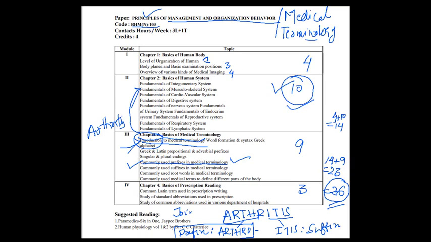So arthro is the prefix for joints. We can say it this way, that arthro is the prefix for joints, right? So since you know joints, in order to develop some additional idea of joints, you will have to move back from module 3 to a specific topic of module 2. What is that? That is this one, the fundamentals of musculoskeletal system, because it is under this topic that you will find the study of joints.